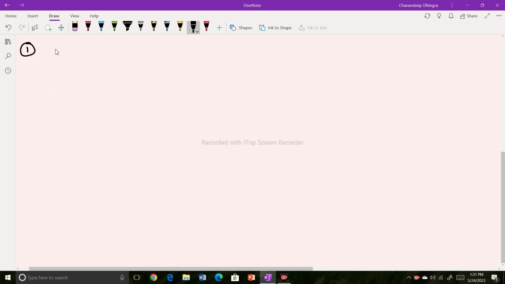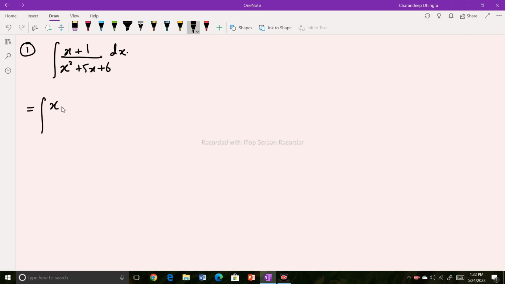First one is, you have a question wherein you have x plus 1 upon x square plus 5x plus 6 dx. Now I want to integrate this. Again, partial fractions; instead of using partial fractions, you can also solve this using another method, but right now we are just learning about partial fractions. So the first thing I'll do here is try and factorize the denominator, and I can clearly see that the degree of numerator is less than degree of denominator. So I don't have any problems with that.